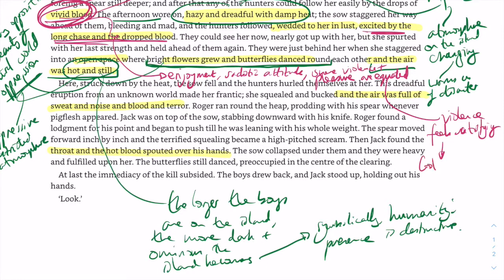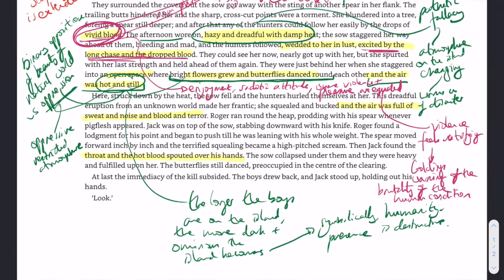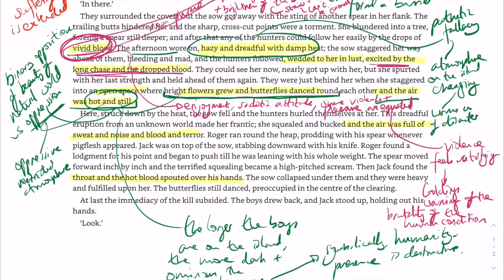In that sense then, Golding is showing us the way in which if violence is satisfying, then he's warning us of the brutality of the human condition and the way in which we inevitably revert to that brutality the longer that we have to live without the orders and restraints and the civility of the more ordered parts of Western society.